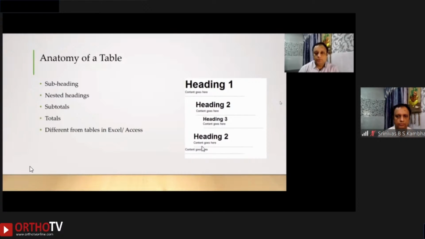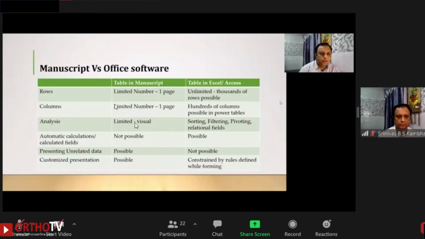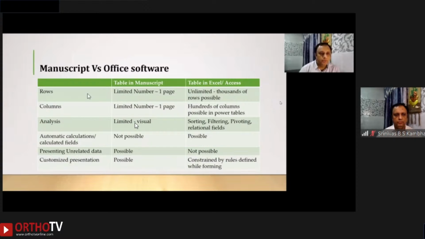Tables in manuscripts are different from those in Excel and Access because the data can be analyzed further in these softwares, whereas that presented in the manuscript is usually a product or the end result of that analysis, highlighting the findings and certain aspects to the readers. So the difference between a manuscript table and Office software table I've summarized here.